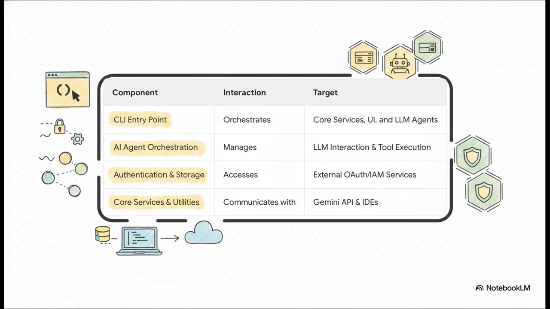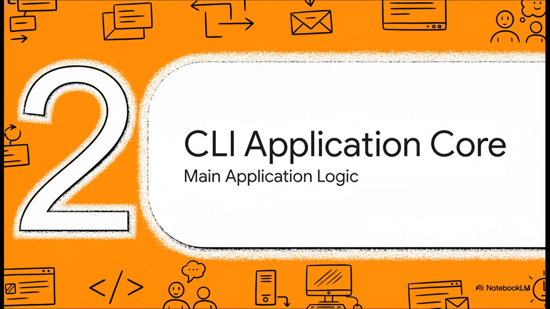The CLI entry point is right at the center, and it's what orchestrates everything else. It directs the AI agent orchestration module for all the LLM interactions. It handles secure access through the authentication module, and it coordinates with core services to talk to external APIs and IDEs.